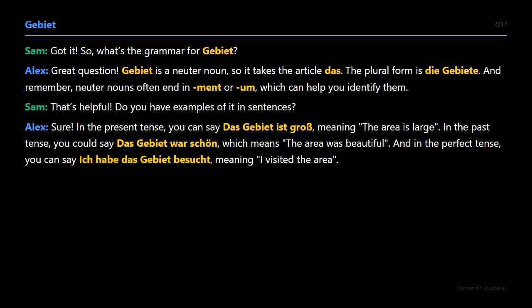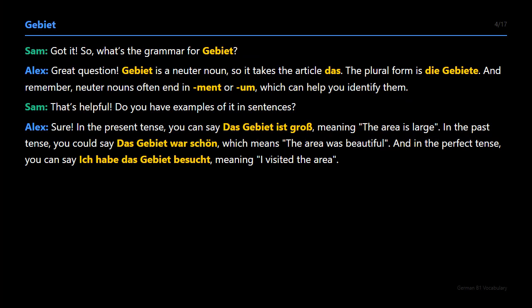Sure. In the present tense, you can say, Das Gebiet ist groß, meaning the area is large. In the past tense, you could say, Das Gebiet war schön, which means the area was beautiful. And in the perfect tense, you can say, Ich habe das Gebiet besucht, meaning I visited the area.